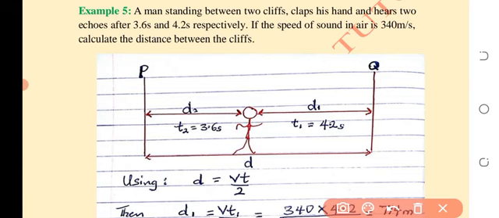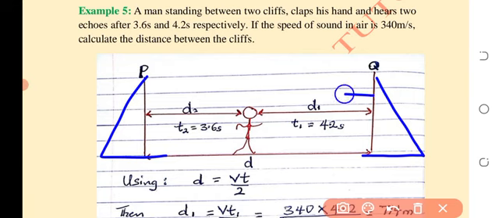What this question is telling us is that a man is standing probably between two cliffs, P and Q. When the man produces a sound, he will hear two echoes because the sound will be reflected from this cliff and from that cliff as well. But we do not have the distance of the man between the cliffs, and that is what we are looking for, to know the distance between the two cliffs.